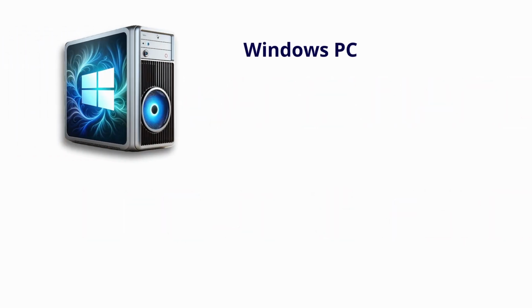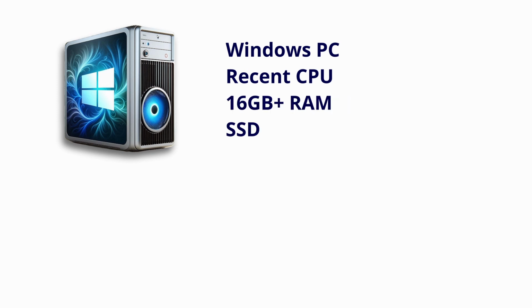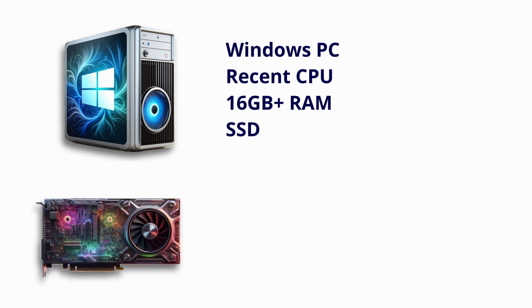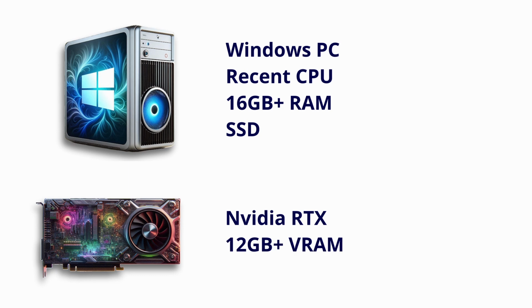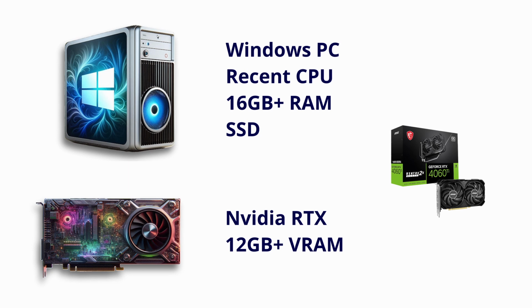To get started, we need a PC. Although Linux is often preferred for AI applications, in this video, I'll refer to Windows. A recent CPU, at least 16 GB of RAM, a fast and spacious SSD. But the real core of everything is the graphics card. To train a LoRA effectively, an NVIDIA RTX with a good amount of VRAM is essential. 8 GB may not be enough for more complex models. I use an RTX 4060 Ti with 16 GB.